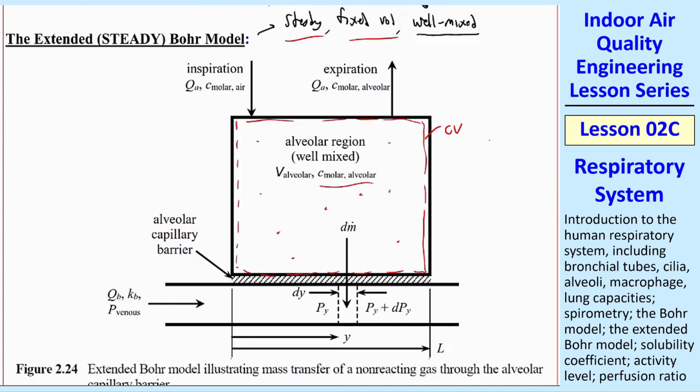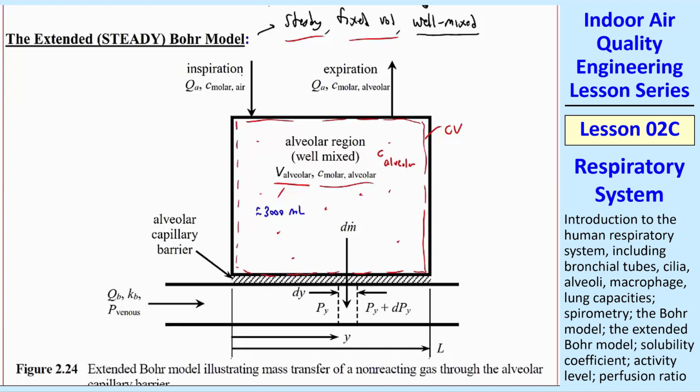Inside there we have a molar concentration, C molar alveolar, or you can just use a mass concentration instead, C alveolar. If you want, you can also do these things in terms of partial pressures. This V is fixed, and I'll put some typical numbers. These vary with persons, as I said. This will be approximately 3,000 milliliters or 3 liters.